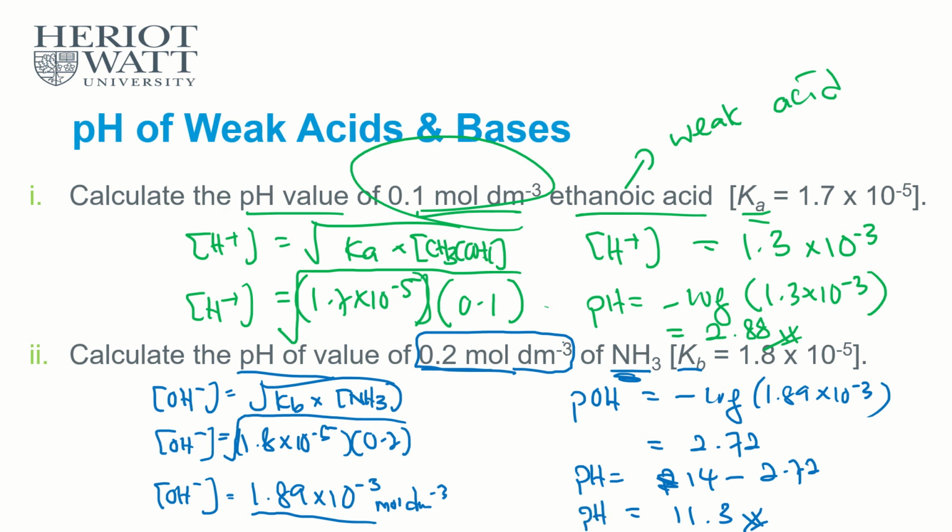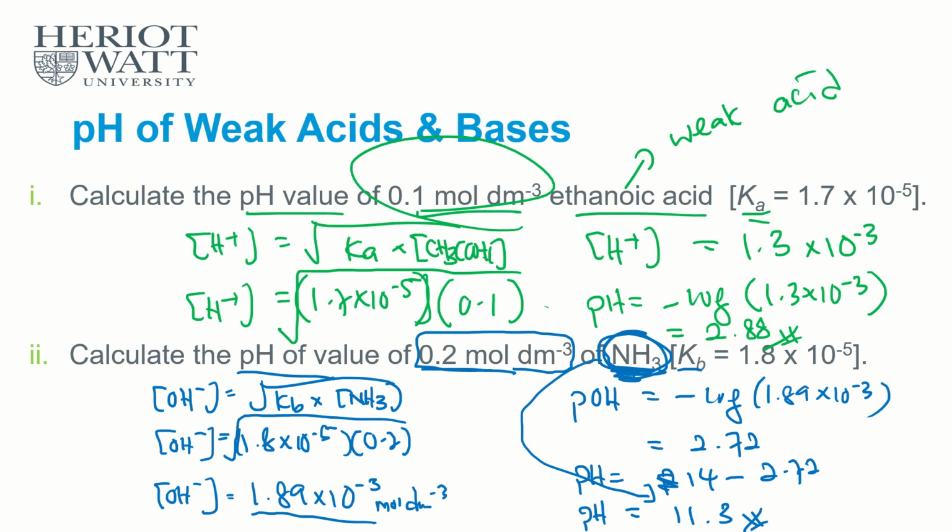So it makes sense, guys. It's a base, a weak base. So the pH is about 11.3. If you get 14 or 13, that is a bit impossible. But I mean, in a way it works, but it depends on the concentration. But the concentration is just 0.2. Right, so 11.3 is the pH for the weak base, and ethanoic acid is 2.88.